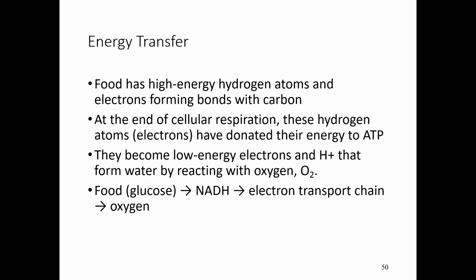So food is broken down by the dehydrogenase enzyme to strip off the hydrogens and electrons. NADH grabs those hydrogens and electrons temporarily, transfers them to the mitochondria, and then we use that energy in the mitochondria to make ATP. And now we have our worn out electrons and our worn out hydrogens, and the oxygen comes along and says, I'll take you home. And it forms water.